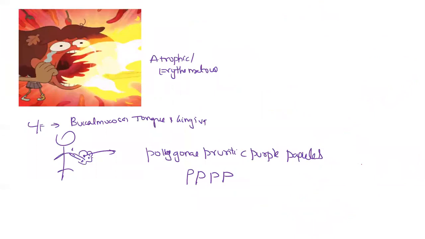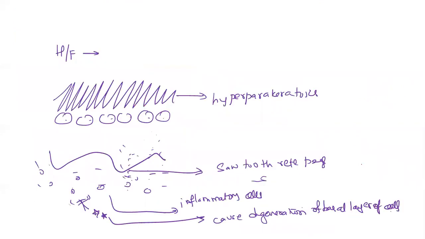This GIF over here is mainly to show you that atrophic or erythematous is symptomatic, where you can feel a burning sensation in the mouth. Okay, now we know what are the clinical findings and where do you see these lesions. You can see it in buccal mucosa, tongue, and gingiva. And if this lichen planus is present on the skin, then it is a cutaneous lesion. It's also called polygonal pruritic purple papules. It can be present in that form.